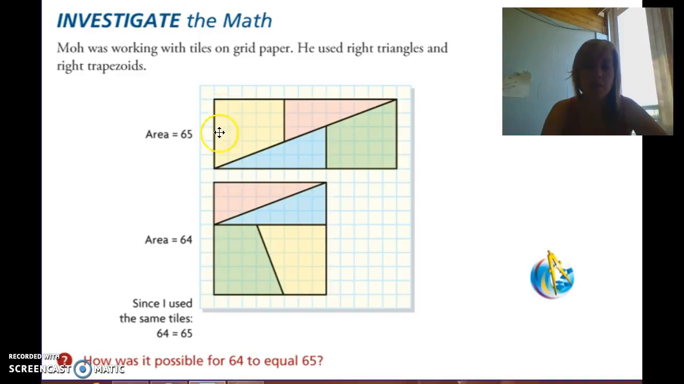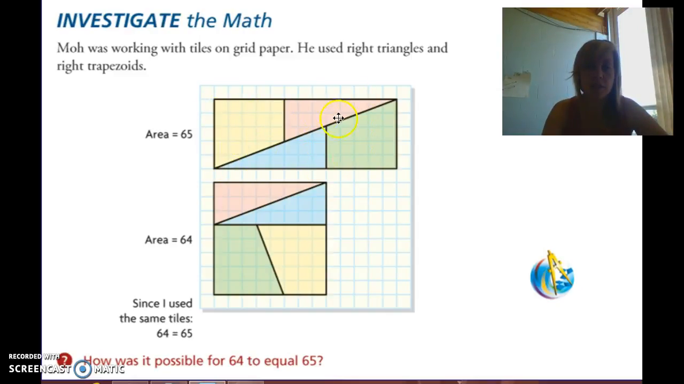When you find the area, it is 1, 2, 3, 4, 5, and 1, 2, 3, 4, 5, 6, 7, 8, 9, 10, 11, 12, 13. So it's a 13 by 5, which gives you a 65 grid area.